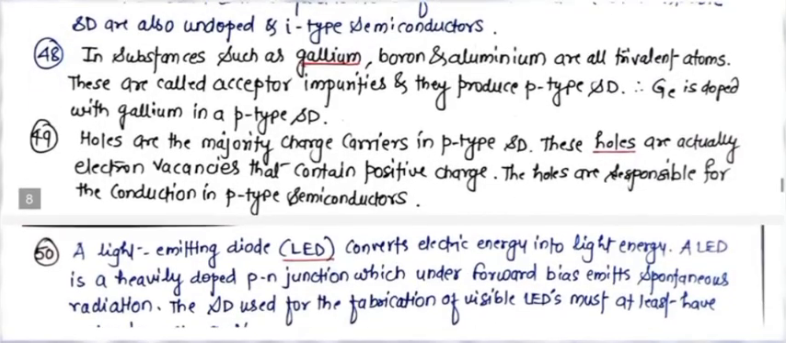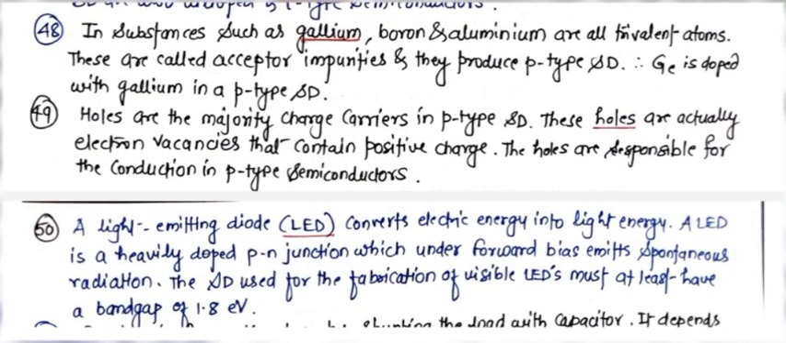Substances such as gallium, boron, and aluminum are all trivalent atoms. These are called acceptor impurities and they produce p-type semiconductor. Therefore, germanium is doped with gallium in a p-type semiconductor. Holes are the majority charge carriers in p-type semiconductor. These holes are actually electron vacancies that contain positive charge. The holes are responsible for the conduction in p-type semiconductor.